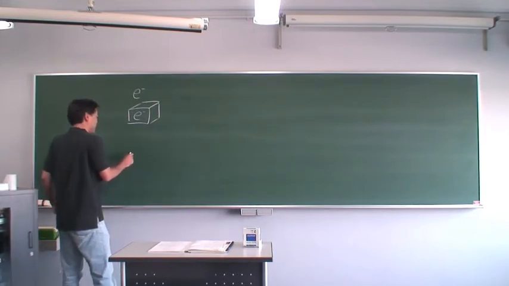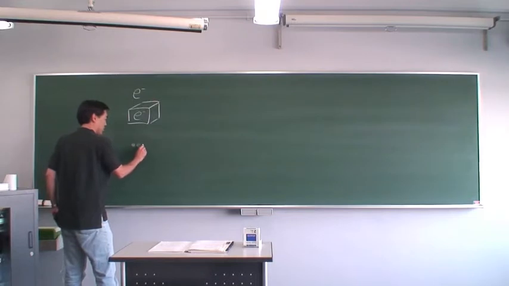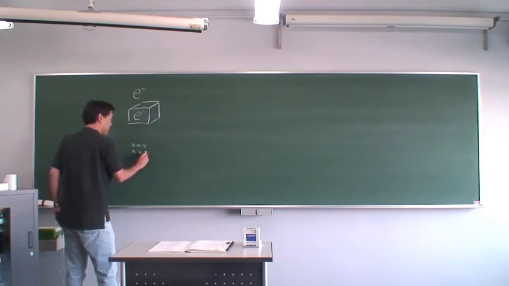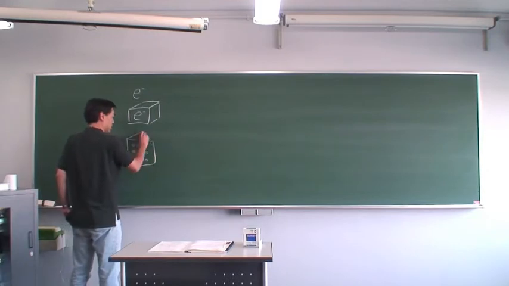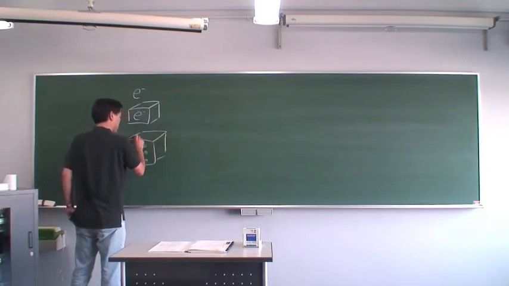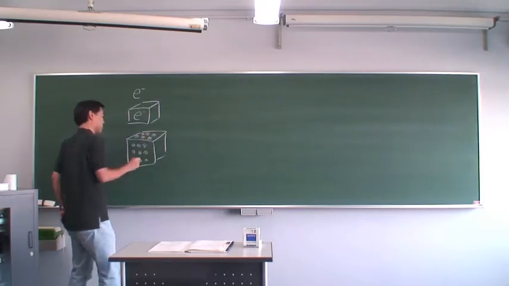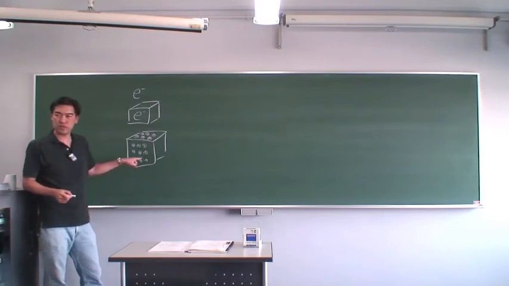And then after that, we will introduce a periodic array of ions in a box, right? In a box, and we will put an electron into this. And this is more or less a real material.